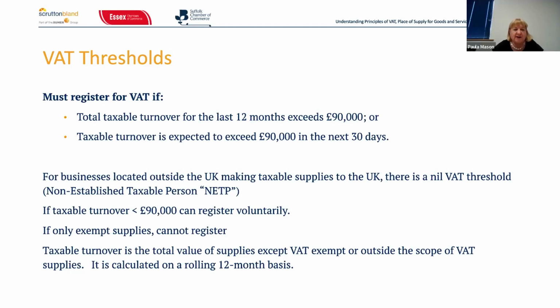As I mentioned earlier, if taxable turnover is greater than £90,000, you can register voluntarily. If you only make exempt supplies, you cannot register. Taxable turnover is the total value of supplies except VAT exempt or outside the scope of VAT supplies, and it is calculated on a rolling 12-month basis. So it does include zero rated supplies, reduced rated supplies, and standard rated supplies, obviously, as well as other things which I'll come to later in the webinar.